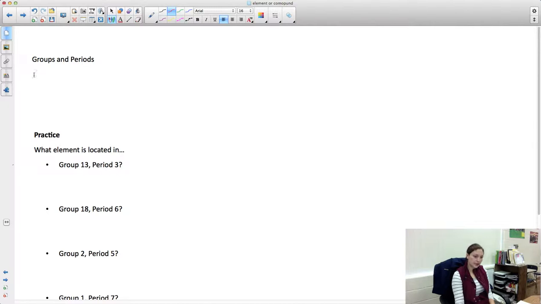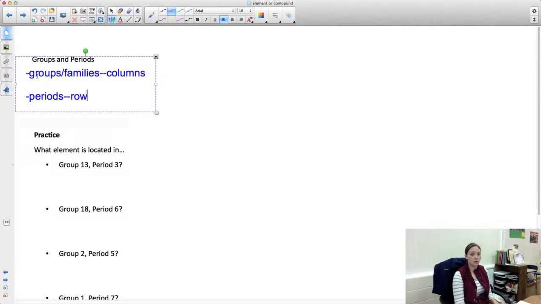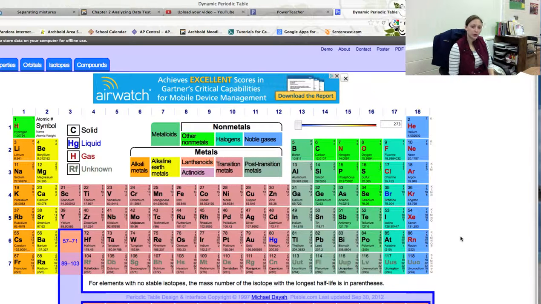With the periodic table you have groups and you have periods. Groups, or sometimes families, are the columns on the periodic table, and the periods are the rows. If we take, for example, this periodic table, we're just going to look at the groups and the periods to figure out, based on these practice problems, which elements are located where.